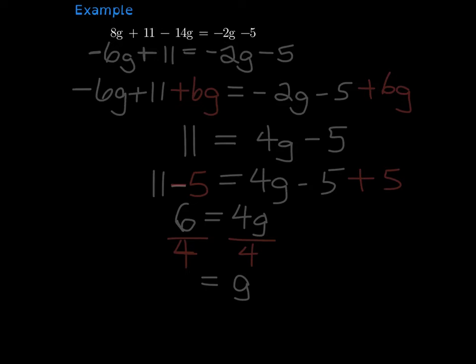6 over 4, we could rewrite as a simplified fraction as 3 over 2. If we really wanted to, we could write it as a decimal as well. We could say g equals 3 over 2. Well, 2 goes into 3 1.5 times, so we could write it as 1.5. Fraction is usually the ideal way to write it, but you can also write it as the decimal. Either one's fine.